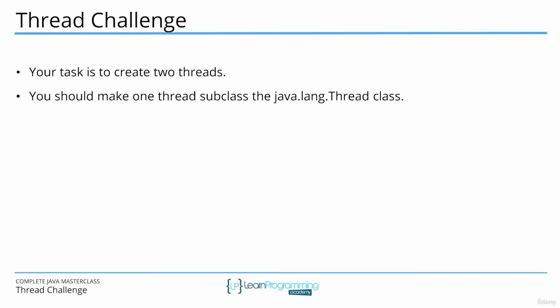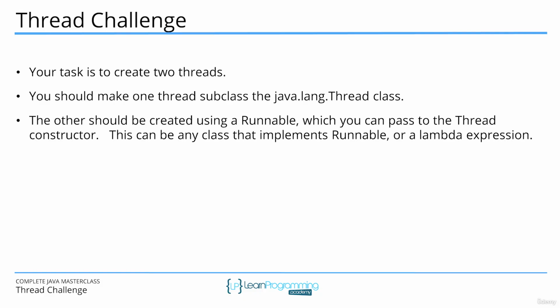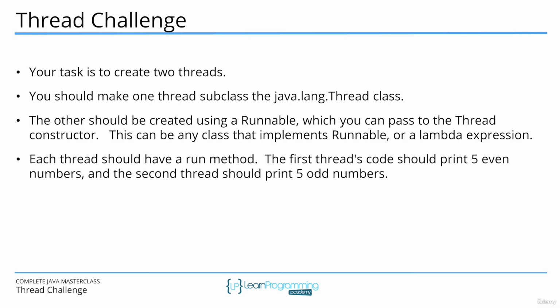You should make one thread subclass the java.lang.Thread class. The other should be created using a Runnable which you can pass to the Thread constructor. This can be any class that implements Runnable or a lambda expression. Each thread should have a run method. The first thread's code should print 5 even numbers, and the second thread should print 5 odd numbers.